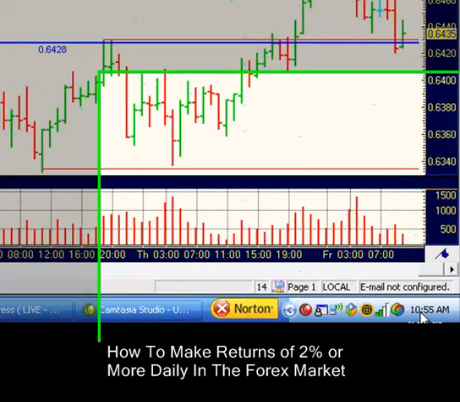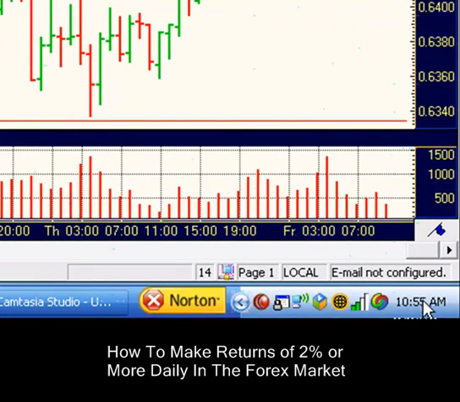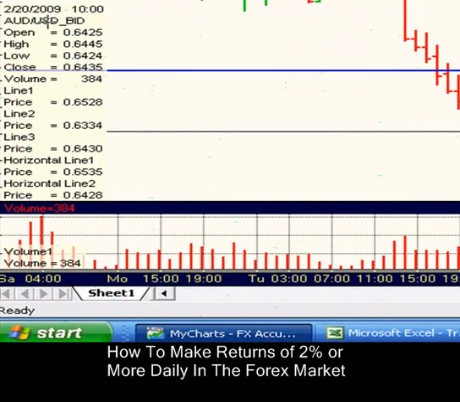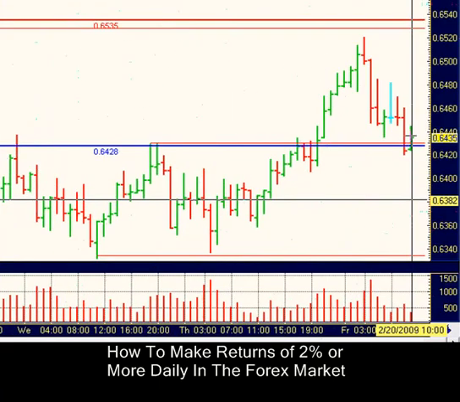The time now is 10:55 AM and it's the 20th of February 2009. Just to verify that that is the case, so you don't think that this is any back testing or anything like that, if I click on this price bar here, you notice over here on the left hand side the date, 20th of February 2009, 10 o'clock. That means that candle was a 10 o'clock candle that finishes at 11 o'clock, which finishes in 4 minutes time, where I want to make another trade.